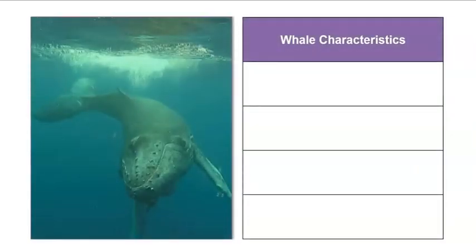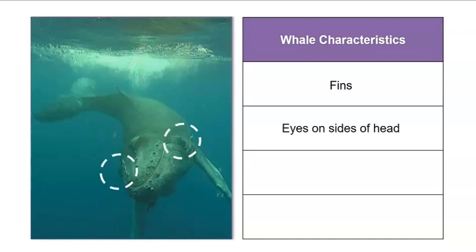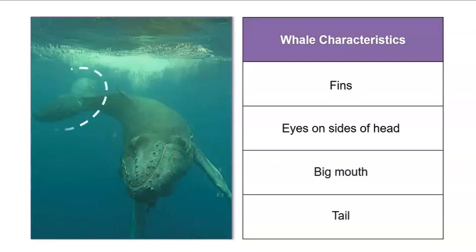I noticed the whale has fins. And did you notice its eyes are on the side of its head? I also noticed the whale has a big mouth and a tail. Now we know all these characteristics help the whale survive. But I wonder which characteristics the whale needs most to live in its ocean environment. What do you think?